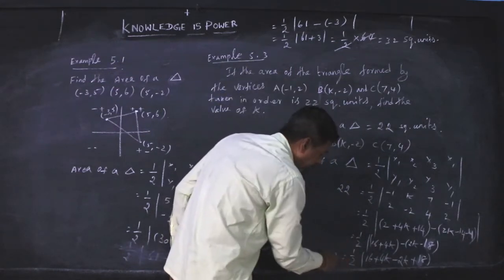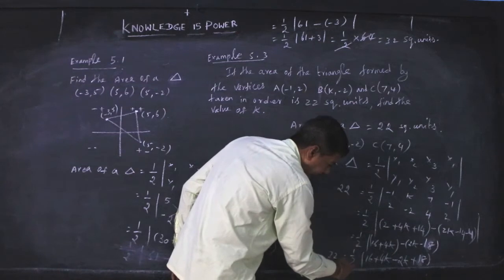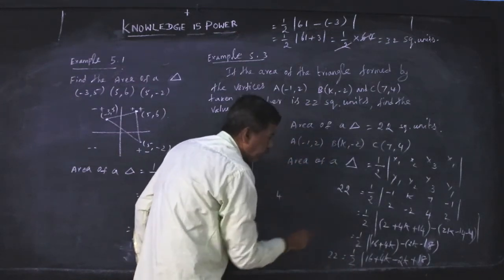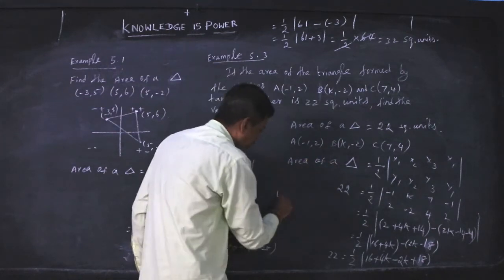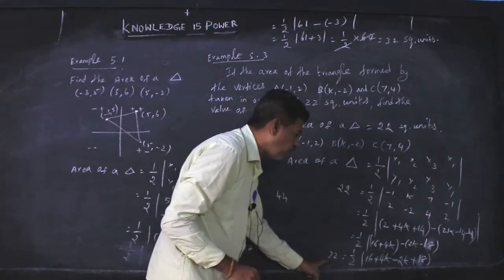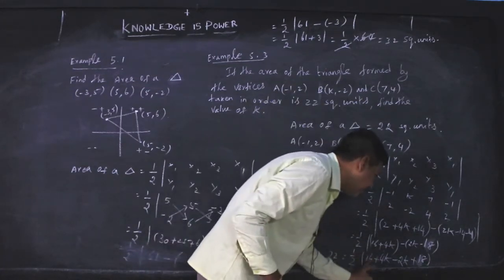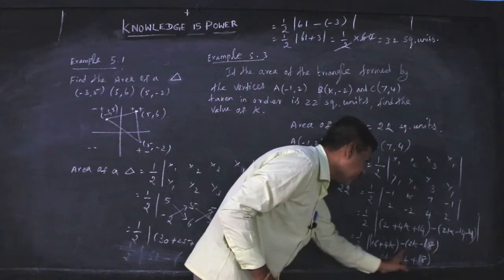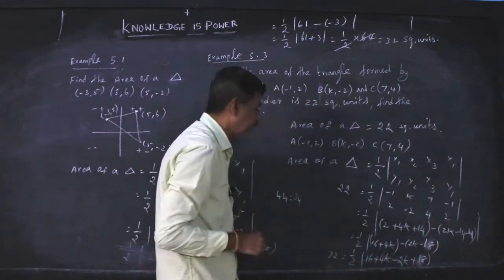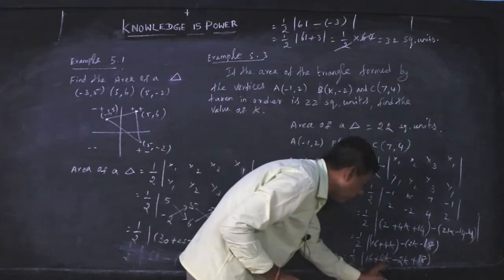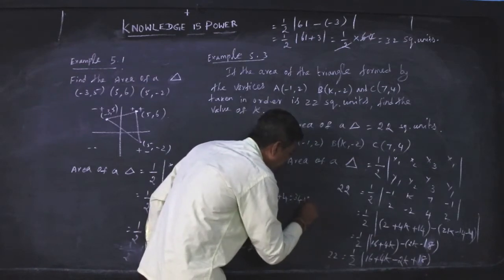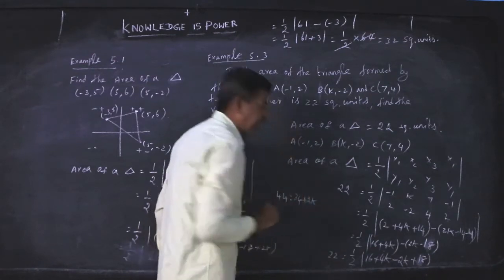22. This will come here. This will be a division, this will come here as a 44. So listen carefully. Since there is no space, I have written here 44. 2 into 22, 44. 16 plus 18, what will we get there? 34. Then 4k minus 2k will be 2k.